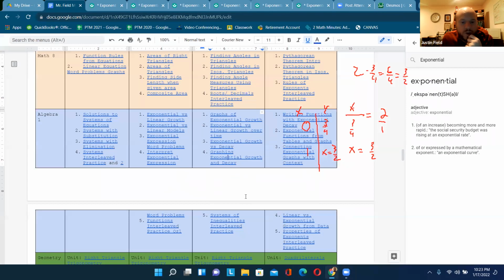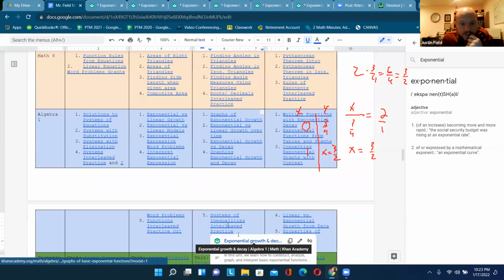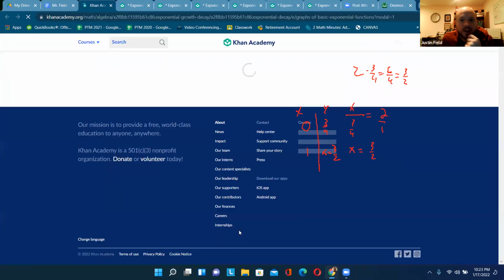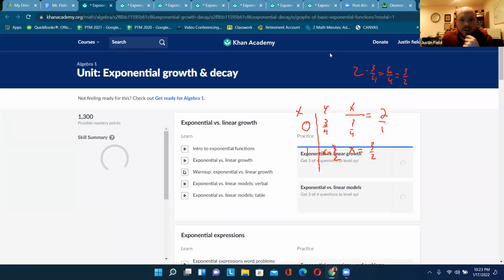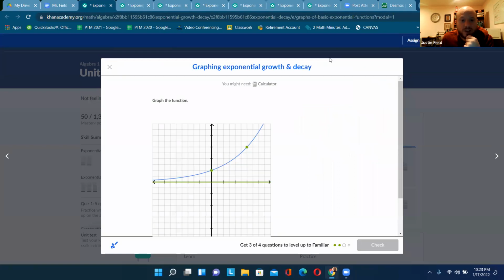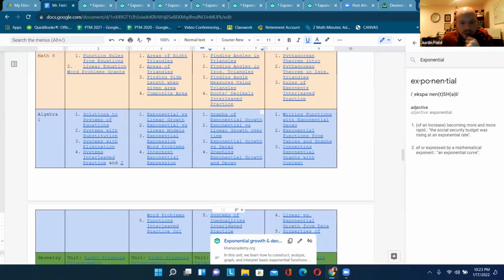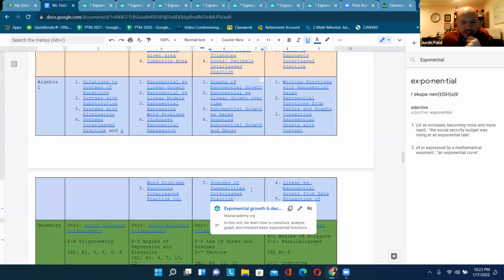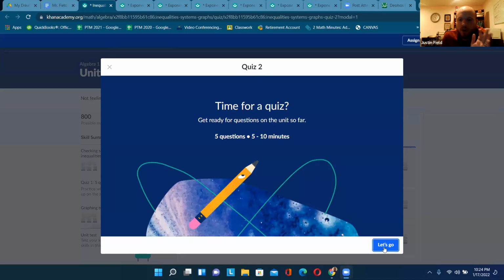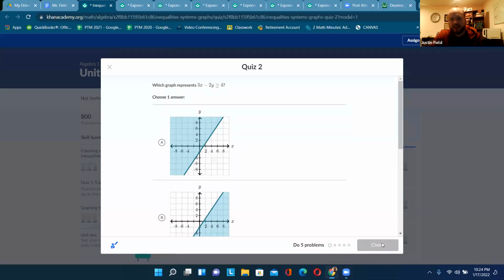I did. So now, systems of inequalities. Okay, let me pause this real quick. All right, I accidentally messed up the link, but I fixed it. All right, so this is quiz 2 from the systems of inequalities.